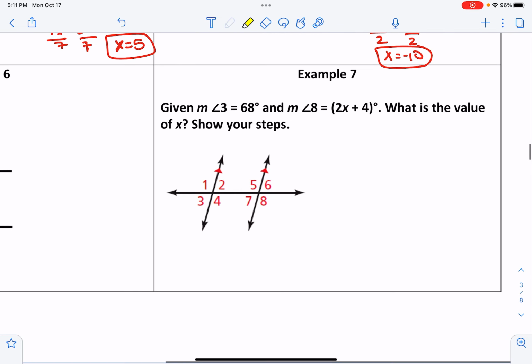All right, example 7. The measure of angle 3, we're going to put it in here as 68, so we're going to draw it on our diagram. Angle 8 is 2x plus 4. What is the value of x? So it tells you our lines are parallel. So we look at 2x plus 4, but there's no relationship yet with 68 because they're same side exterior. But I know if I can find angle 1, then I've got alternate exterior. Or if I can find angle 4, then I've got corresponding. So let's find angle 4.